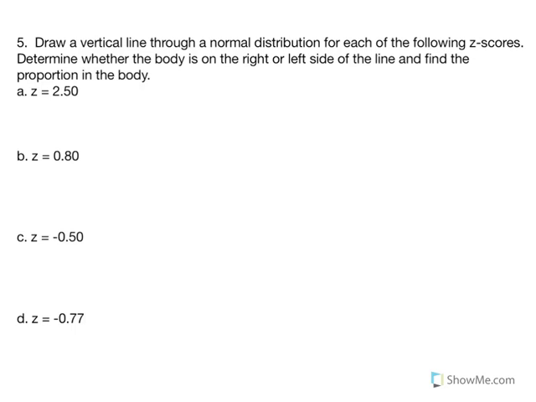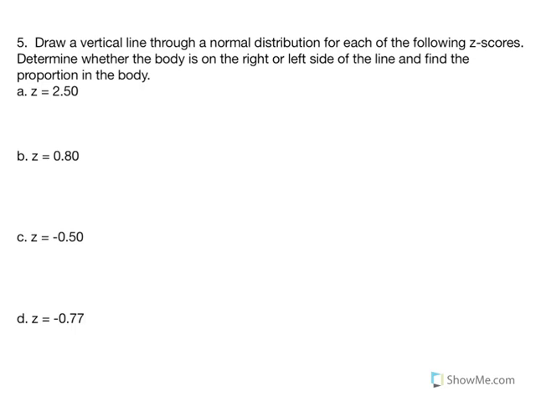Number five, we're going to draw a distribution and draw a vertical line through a normal distribution for each of the following z-scores. Determine whether the body is on the right or left side of the line and find the proportion of the body. So we're going to utilize our z distribution or unit normal table to find the proportions that represent the body. So given the video I posted regarding how to use the unit normal table, we should be able to find this information.